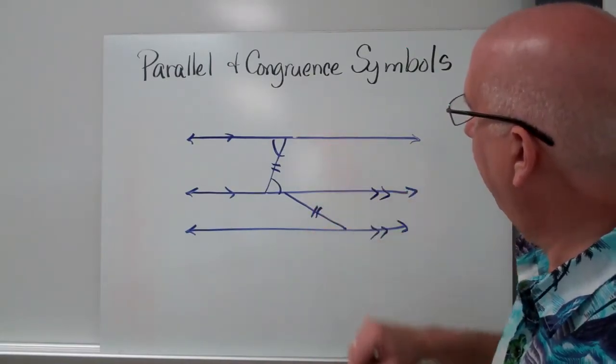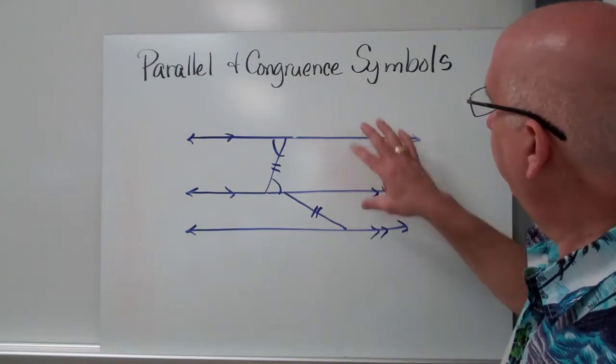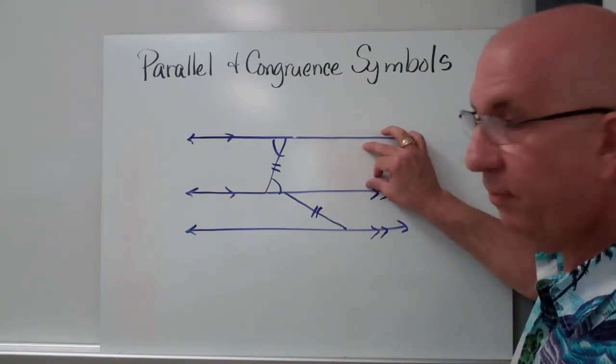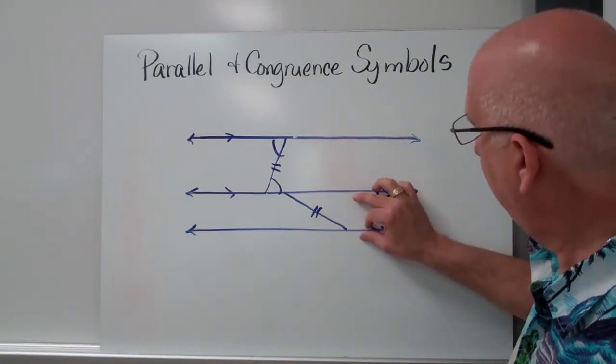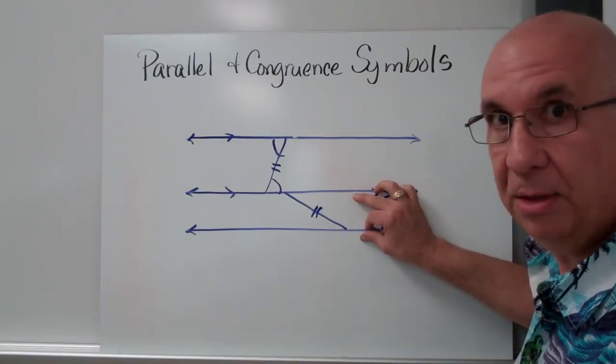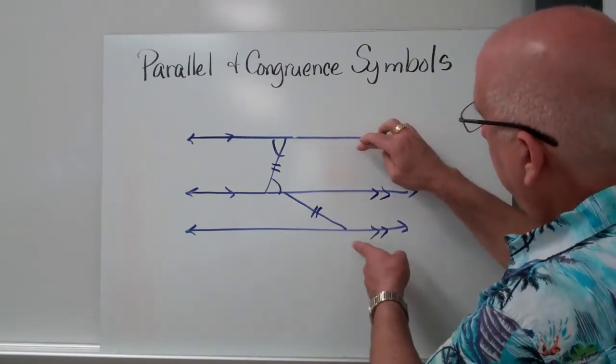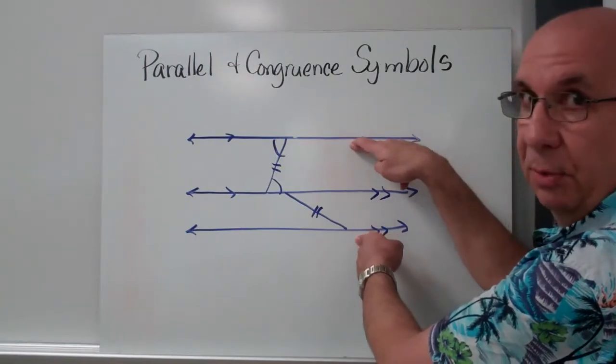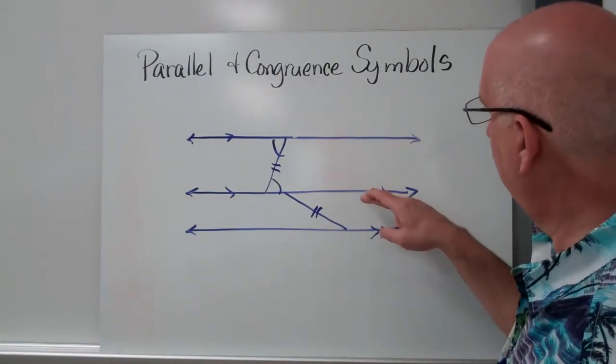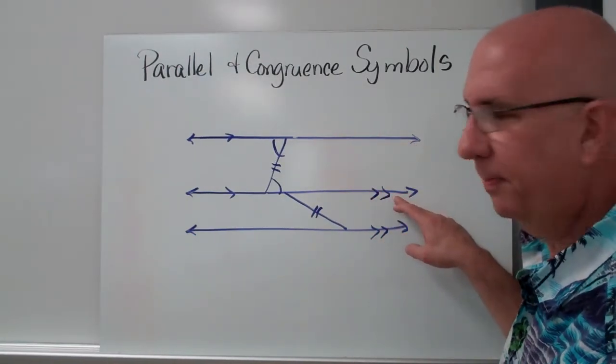The next thing that we have here, now if these two lines are parallel, they never intersect, just like these two lines never intersect. And if that's true, we also know that these two lines are also parallel because they're both parallel to the same line.